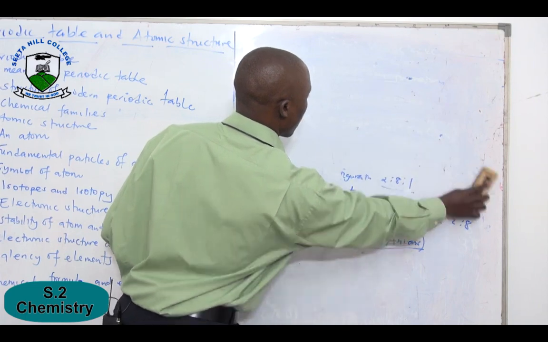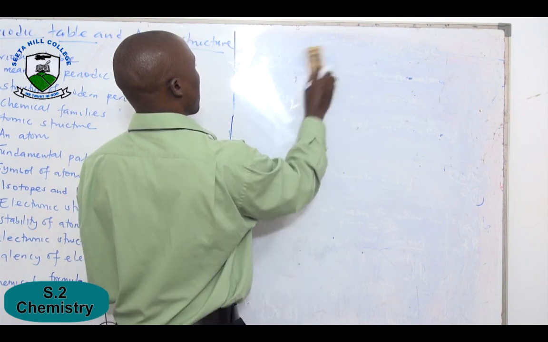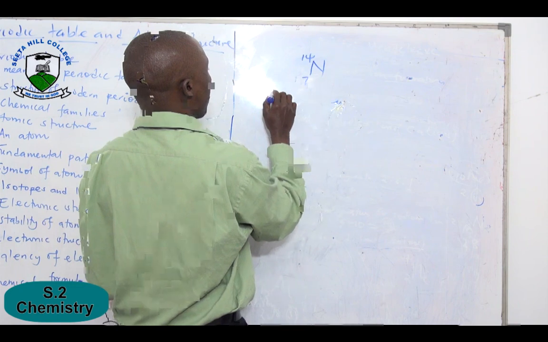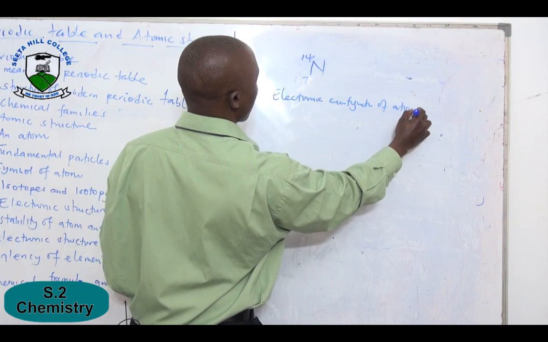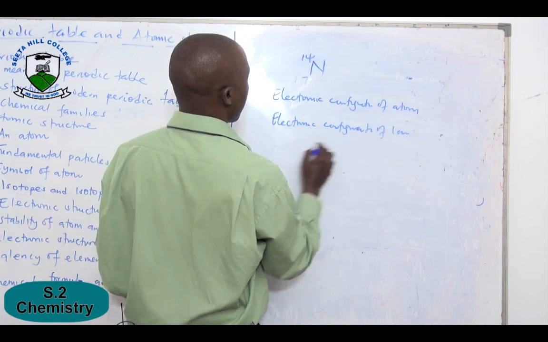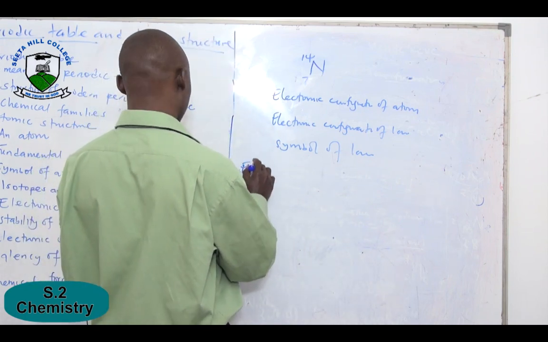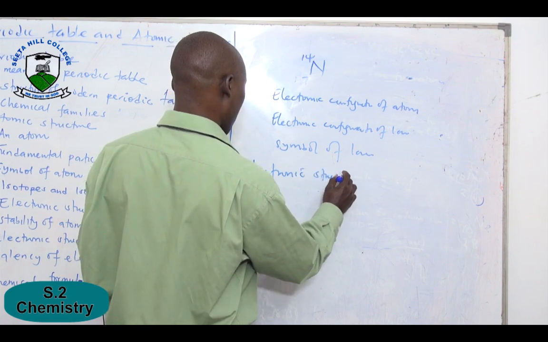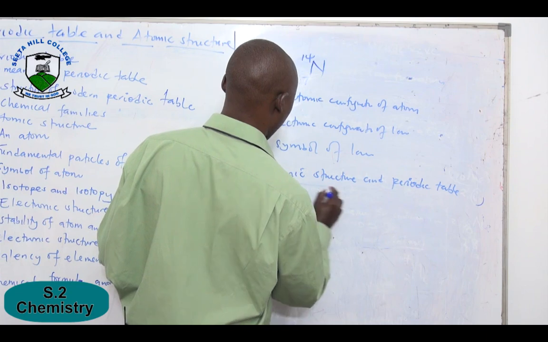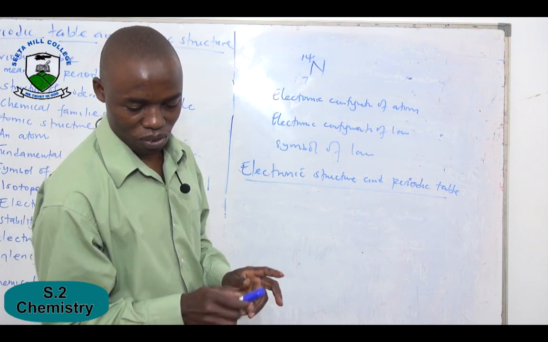Now could you write out for me, let me use nitrogen, nitrogen 7 and 14, the electronic configuration of the atom, then the electronic configuration of the ion, then the symbol of the ion. 3 things. I will pick one of you to answer.